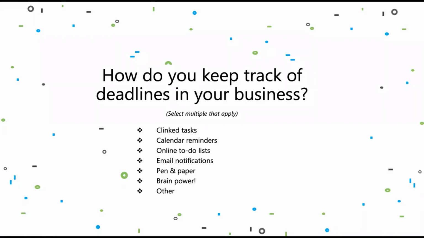Okay, so it looks like quite a mixed bag. Quite a lot of you are using the Clinked task management, which is great. Some of you are using calendar reminders, online to-do lists and email notifications, which you'll also receive if you use Clinked tasks. And some of you like to use pen and paper, the traditional way, which is nice. I tend to use a mixture of phones myself. So it's good to know.